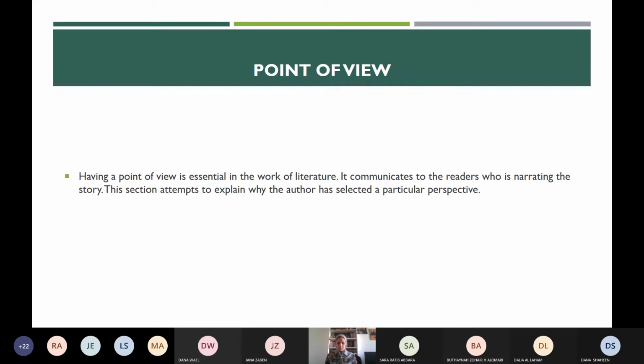Omniscient? Omniscient is when the narrator knows everything about all the characters. Limited is when the narrator knows only one thing about the character.